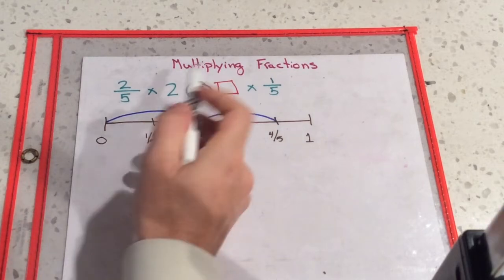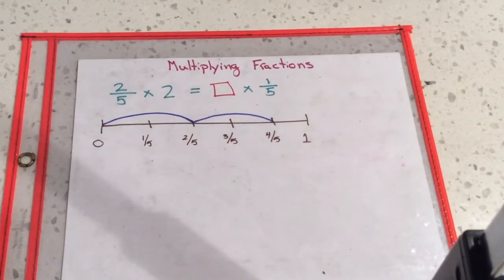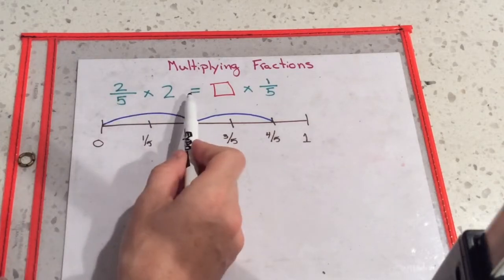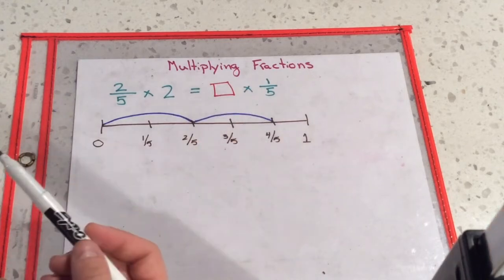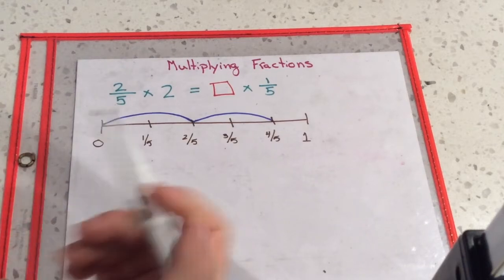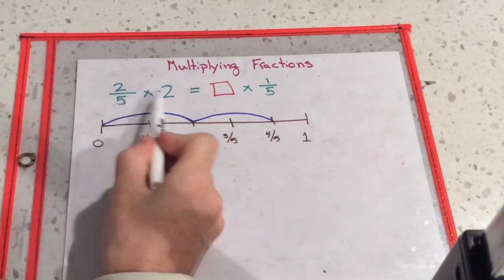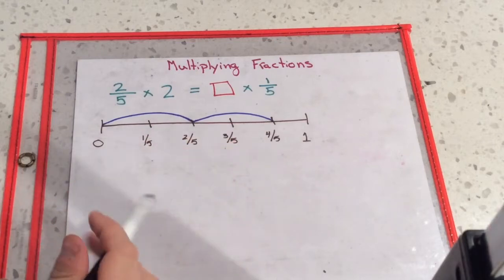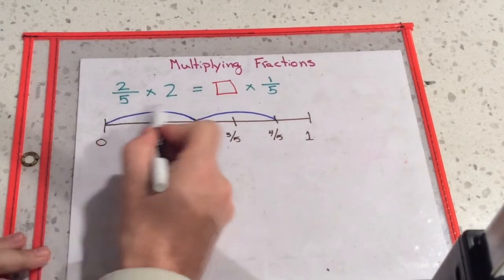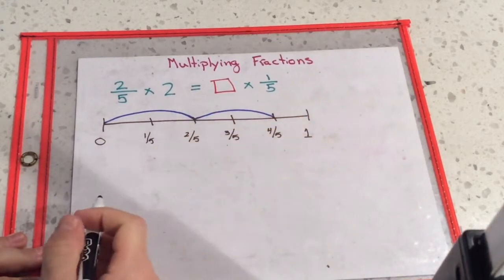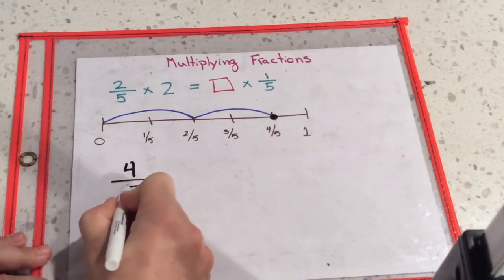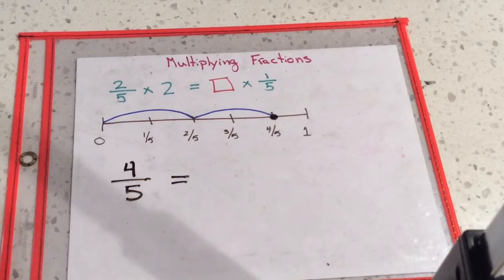So with that in mind, let's take a look at this equation that involves fractions. It says 2/5 times 2 is equal to blank times 1/5. I'm going to start with the left side because I have all of the information that I need. I don't have any blanks, right? So 2/5 times 2. I've chosen to create a number line that's illustrating 2/5 times 2. So I have my first jump and my second jump, and I land at 4/5. So I know that I have 4/5 on the left side of my equation.